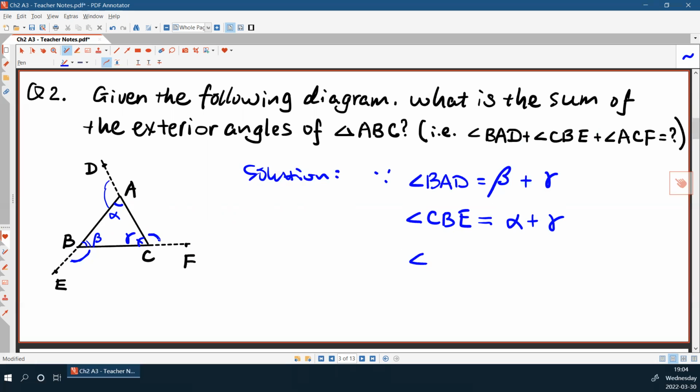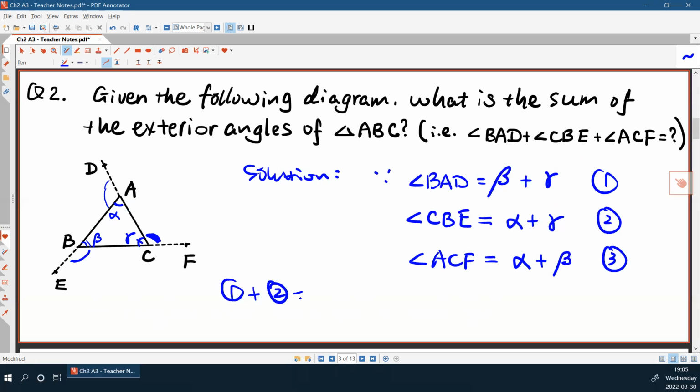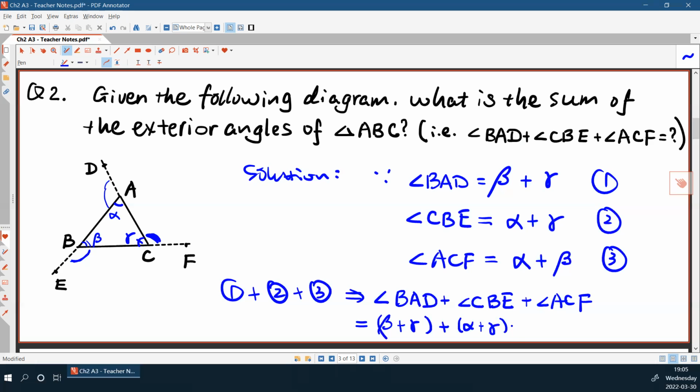And angle ACF is here. Angle ACF is also an exterior angle. So this exterior angle should equal the sum of the two remote interior angles, which is alpha plus beta, right? So let's label them with 1, 2, 3. Then we can use 1 plus 2 plus 3. And this will get us the sum of the three angles, angle BAD plus angle CBE plus angle ACF should equal beta plus gamma plus alpha plus gamma plus alpha plus beta, which is twice the sum of alpha, beta, and gamma, right?